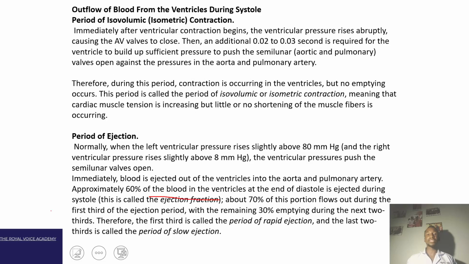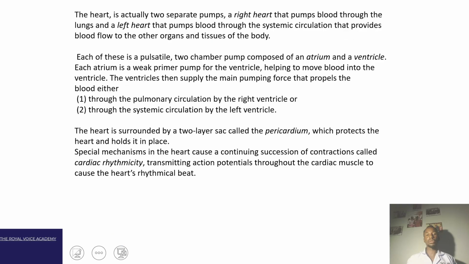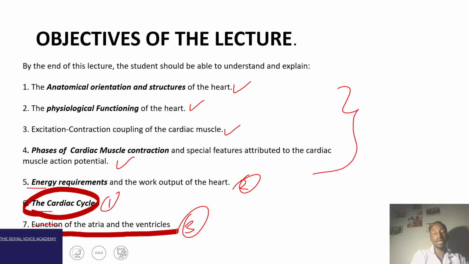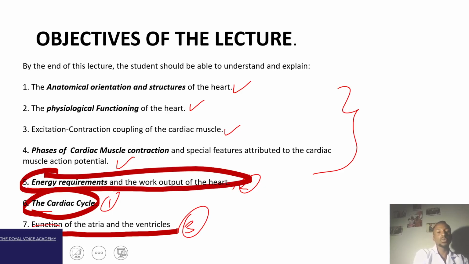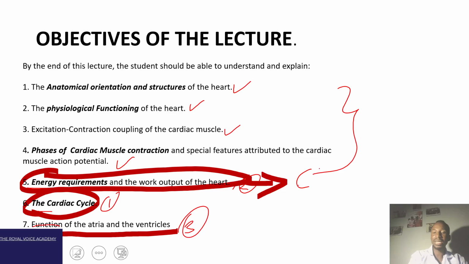So when we come back in our next lecture, let us go back to the objectives. In the objectives, this is what we have covered so far. We have covered the cardiac cycle, and we've covered the function of the atria and the ventricles. Now, the energy requirements and work output of the heart will be covered in a separate lecture, because our next lecture is going to be cardiac excitability of the heart plus the energy requirements. So these two always come together. Energy requirements and work output of the heart and rhythmical excitability of the heart always come as a bundle. So we'll do them together in the next lecture, which will be produced in the next 2 days.